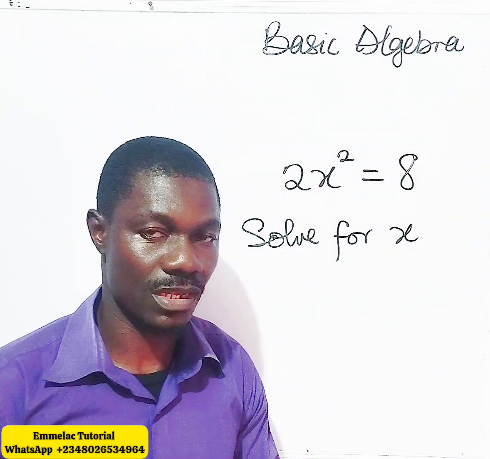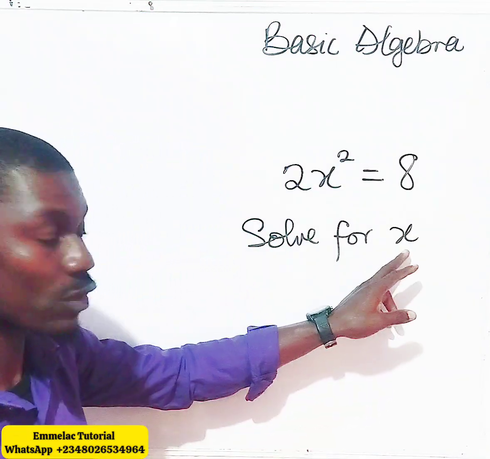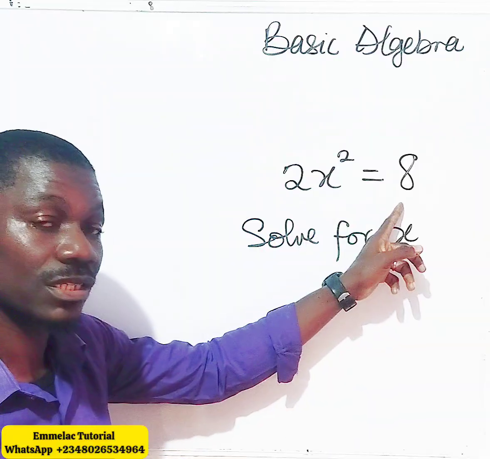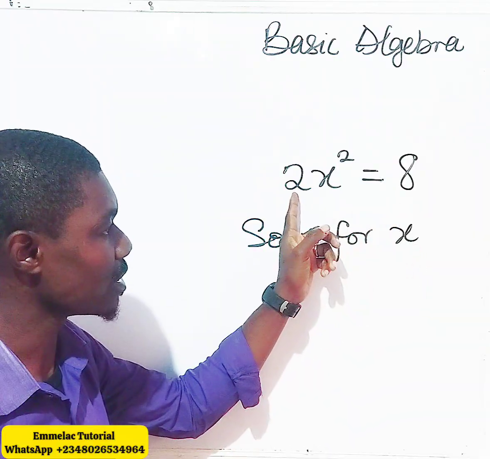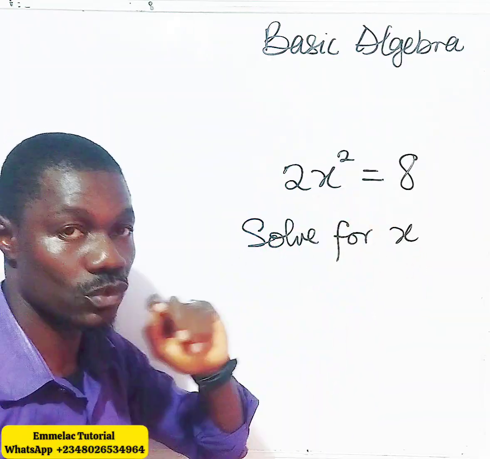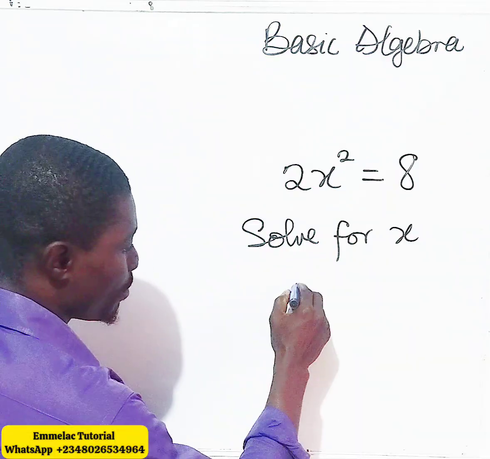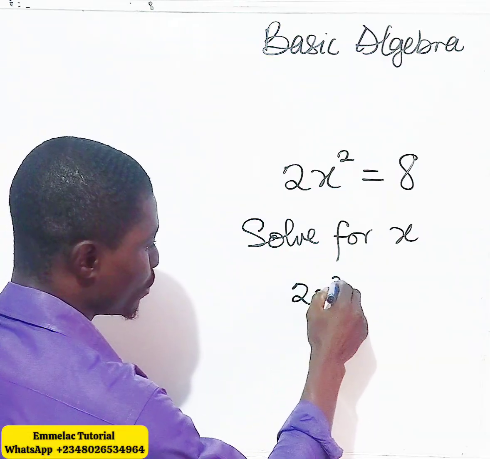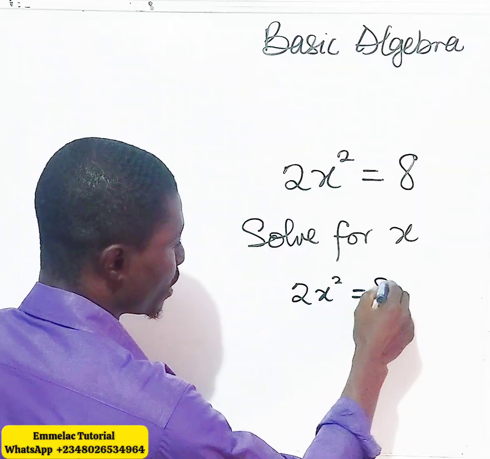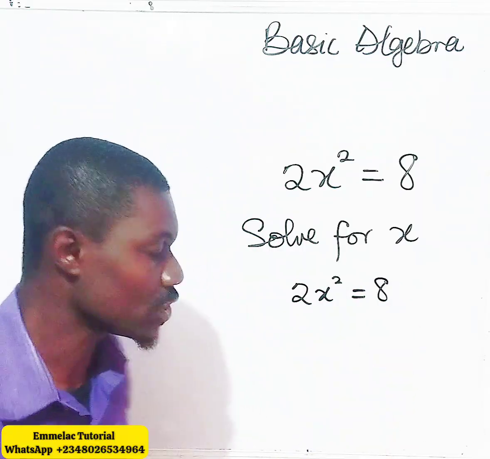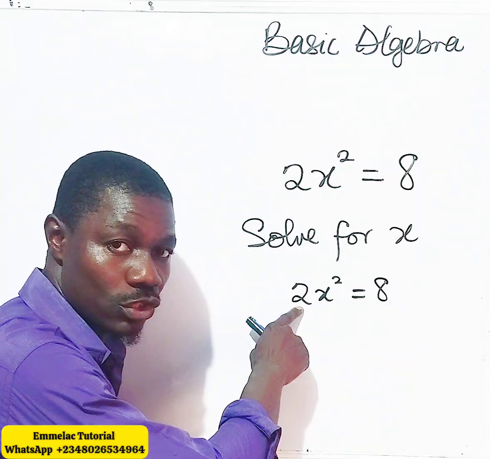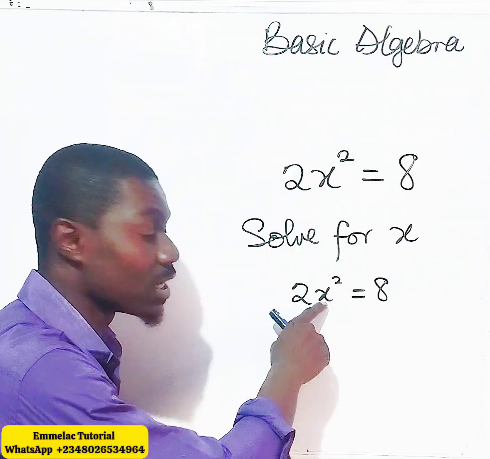In this tutorial today, we'll be solving for the value of x in this equation. It reads that 2x raised to 2 equals 8. Now, the first thing is to eliminate 2, which is the coefficient of what?